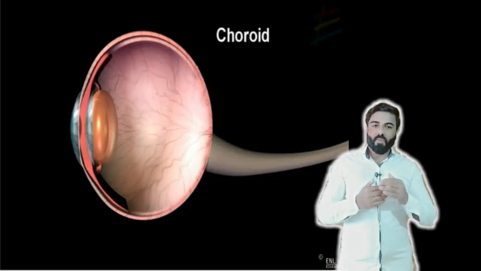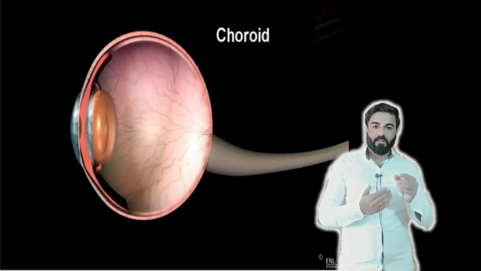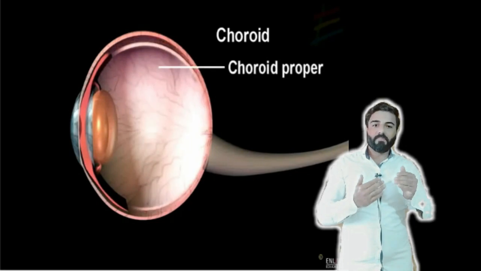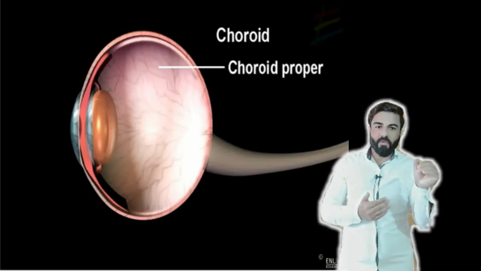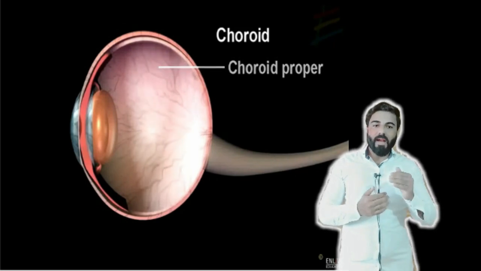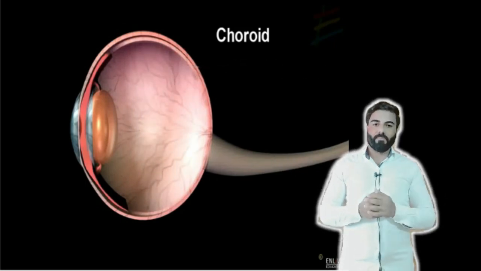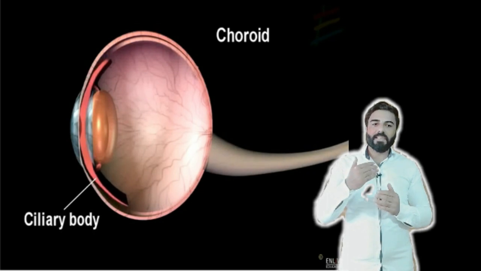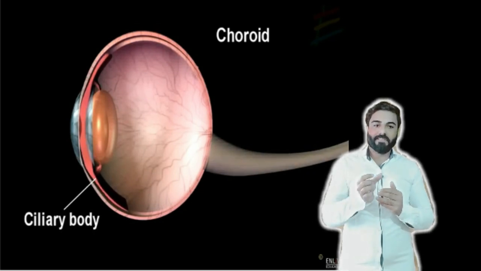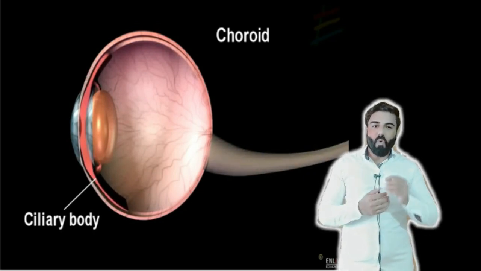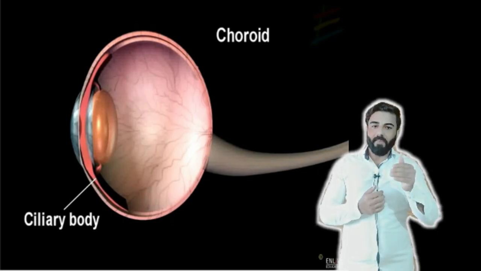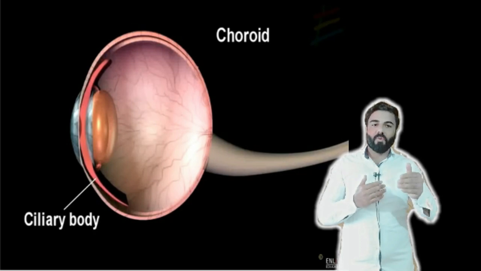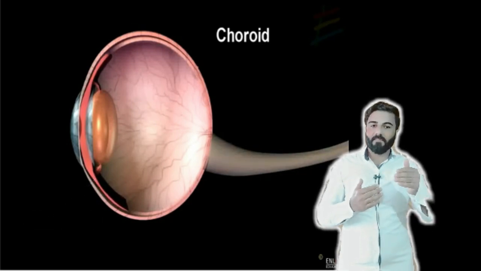The second layer is called the choroid. It consists of different zones. The first zone is called the choroid proper, and it is the part that carries nourishment to the tissues of the eye. The next zone is called the ciliary body. This is the broad ring-like structure of thin muscle fibers which plays a very active and vital role in the visual adjustment of the eye.